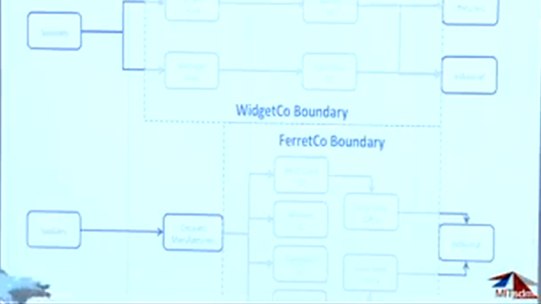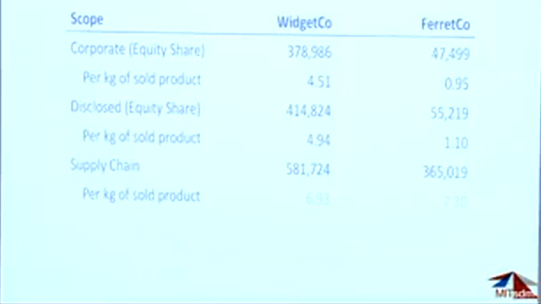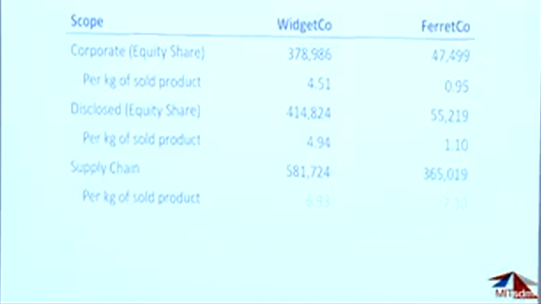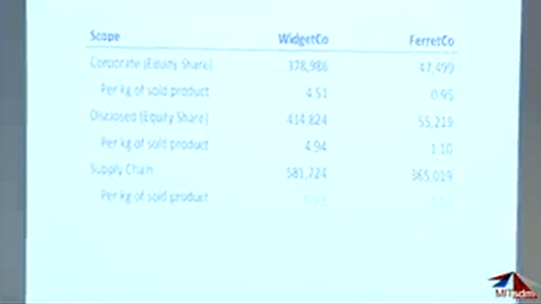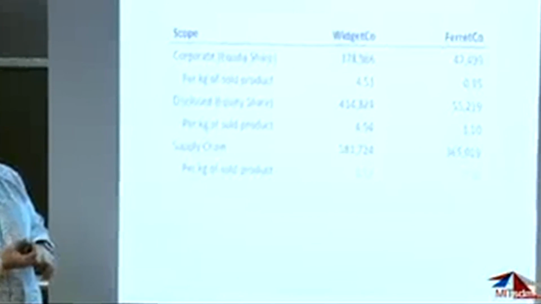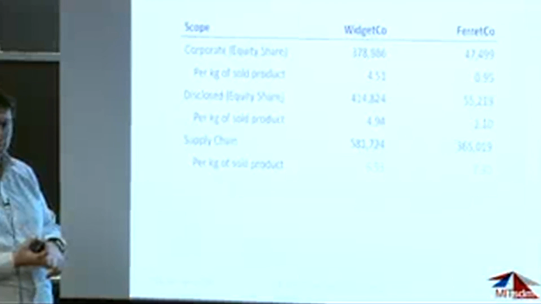They don't even necessarily have operational control if they're just doing contracts with different manufacturers along the way. So under these different definitions of what we might consider the supply chain, we're going to get different numbers. And one of the things to remember is Ferret Co is always going to have a smaller looking number just because they sell less goods, right?